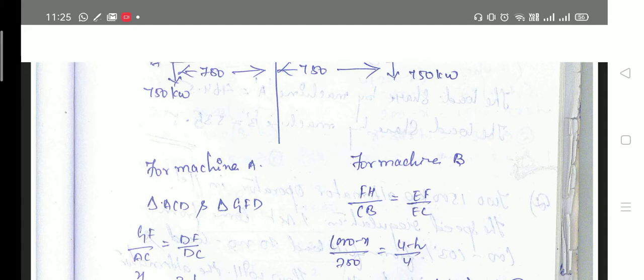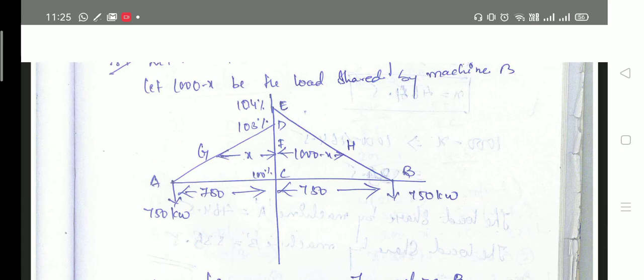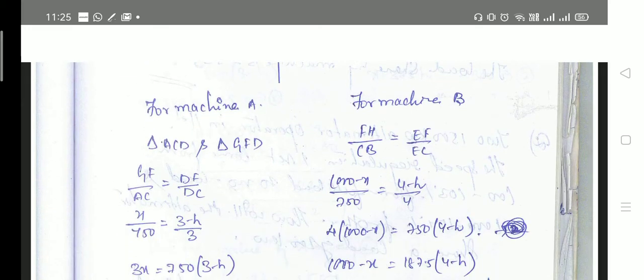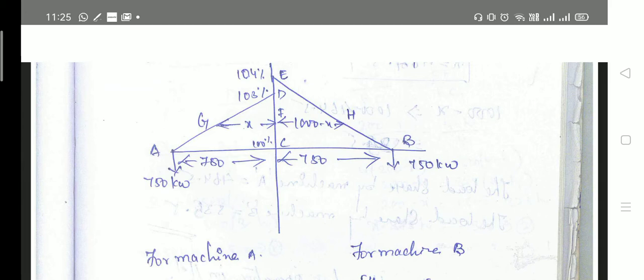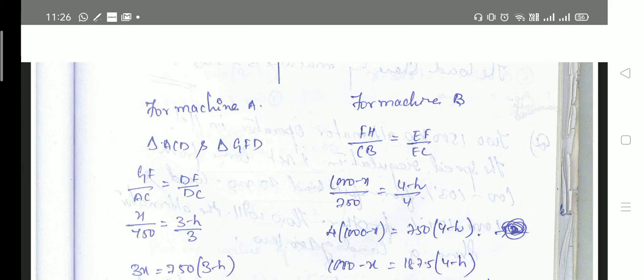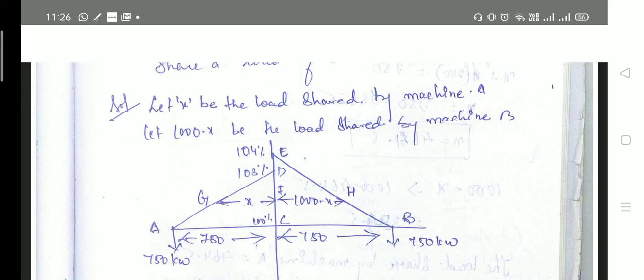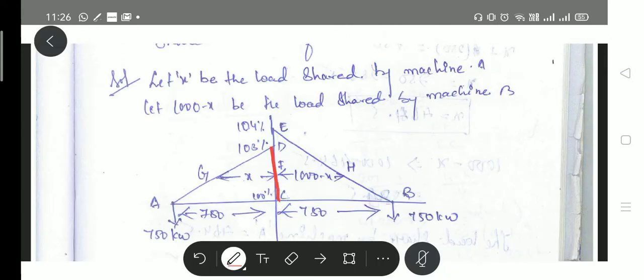From machine A, I am taking GF by AC. This one, GF by AC is equal to CD by DF or DF by DC. So from this, GF is X and AC is 750, so X by 750. Here 100 to 103, so CD value I am taking as 3. From here to here is 3.